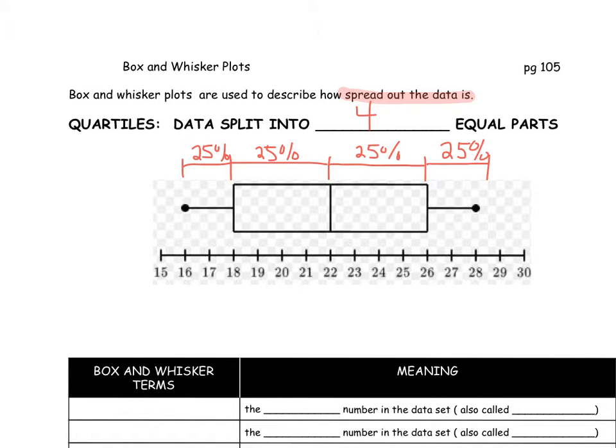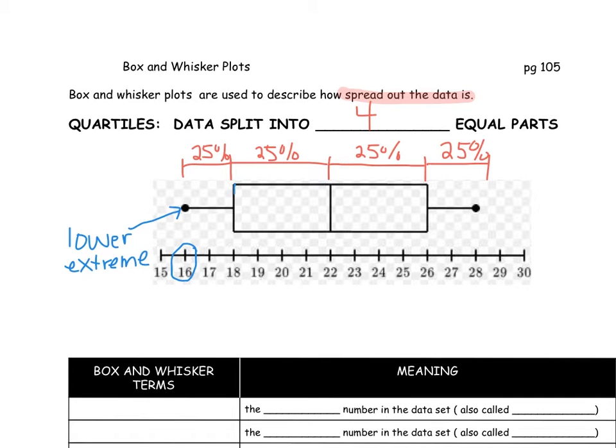Now, there are several points on a box and whisker plot that have special vocabulary names that we're going to discuss. The first one is this endpoint right here, which you can see is located on the number line at 16. All box and whisker plots are on a number line. That 16 is what would be called the lower extreme, just another way to say the smallest number that we were given.